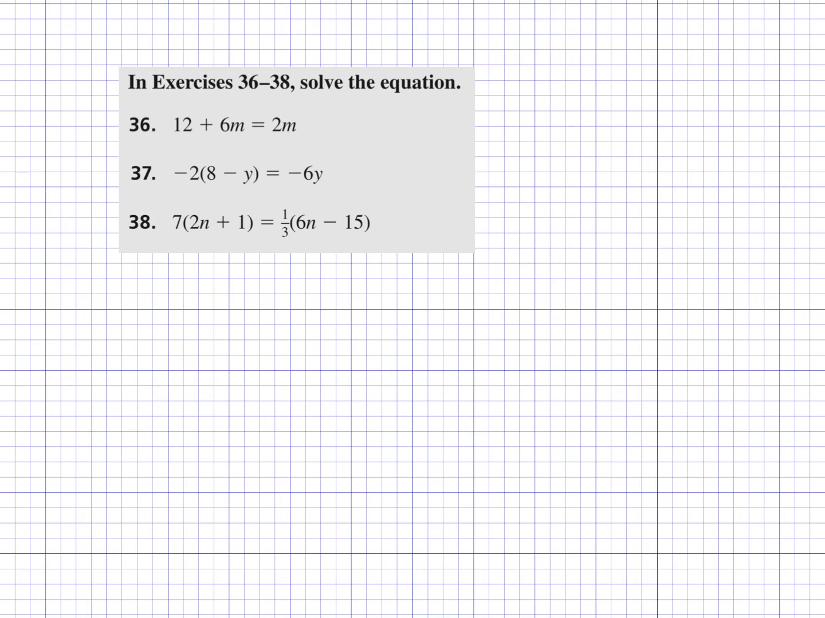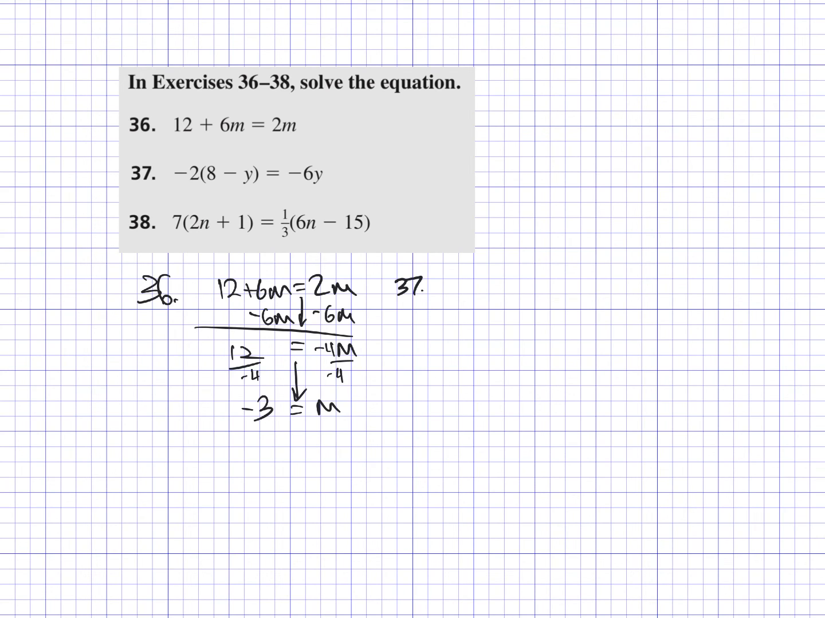All right, solve the equation. Number 36: 12 plus 6m equals 2m. So we've got to get our m's together. I'm going to subtract 6m. So 12 equals negative 4m. Don't forget the equal sign. I'm going to divide by negative 4. Don't forget the equal sign. So m is equal to negative 3.